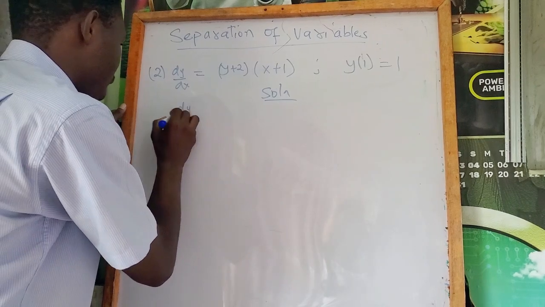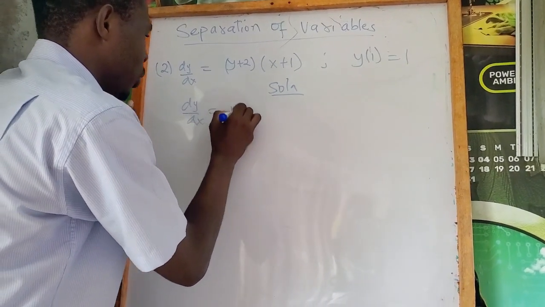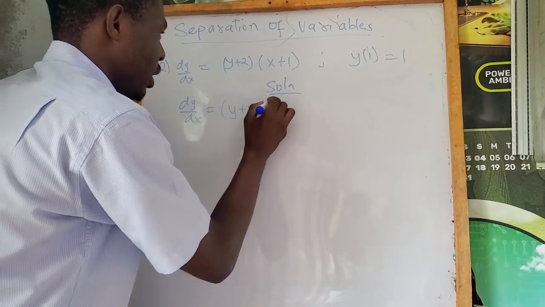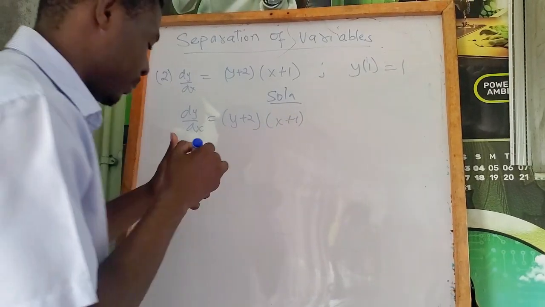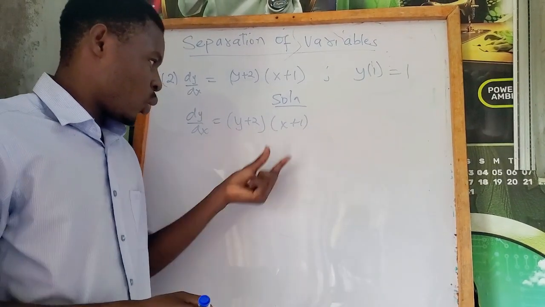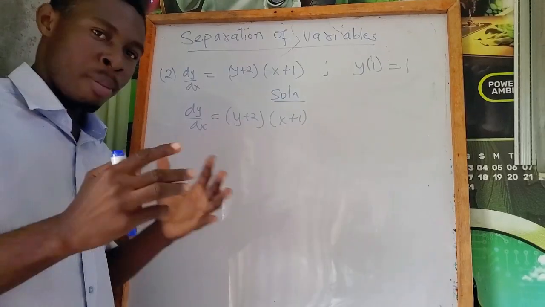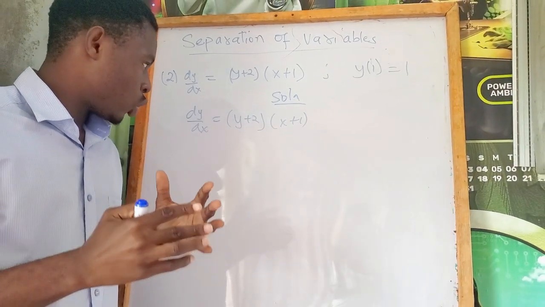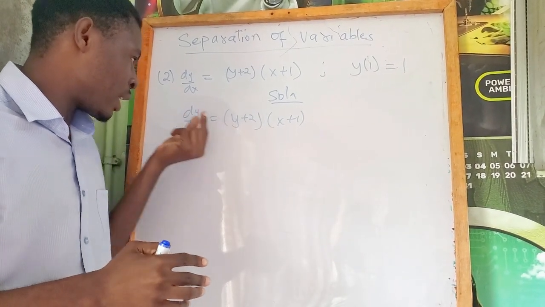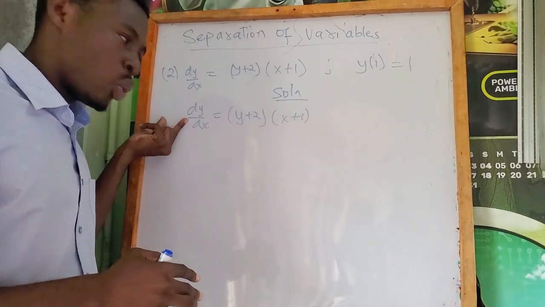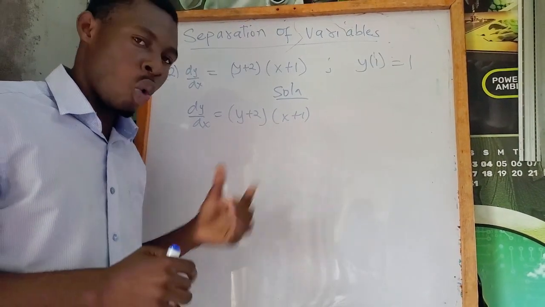So dy/dx is equal to (y + 2)(x + 1). We have y + 2, we have x + 1. Remember, what we are trying to do is to get all y's on one side of the equation and all x's on the other side of the equation.